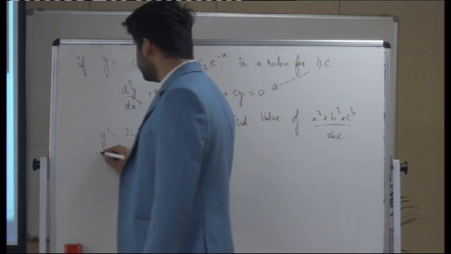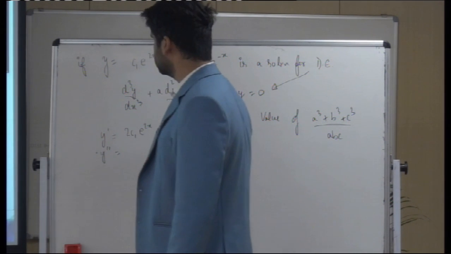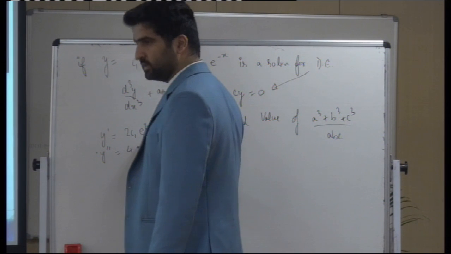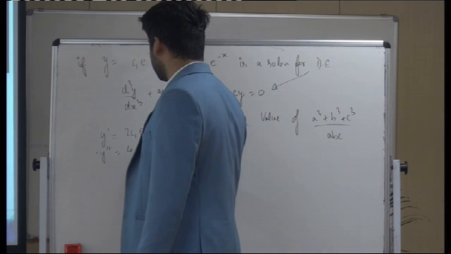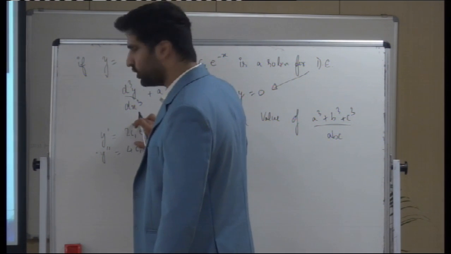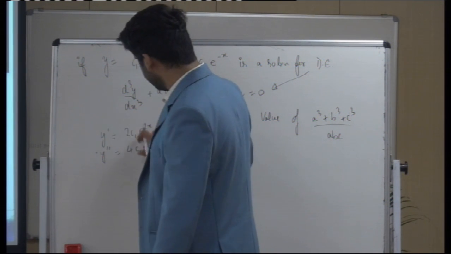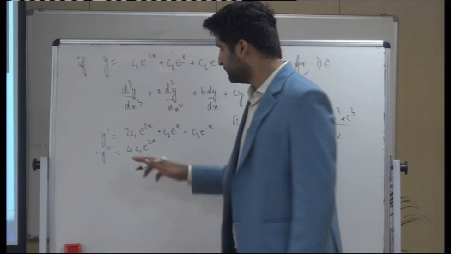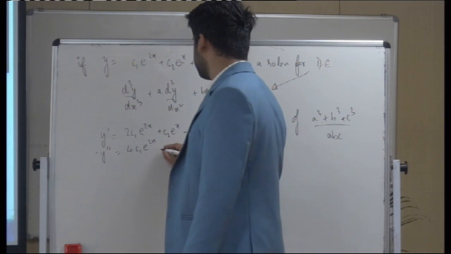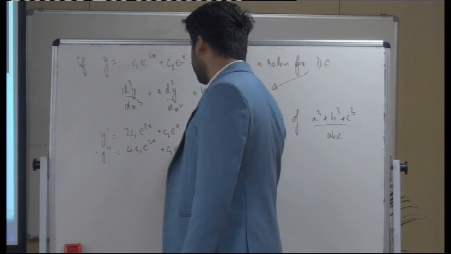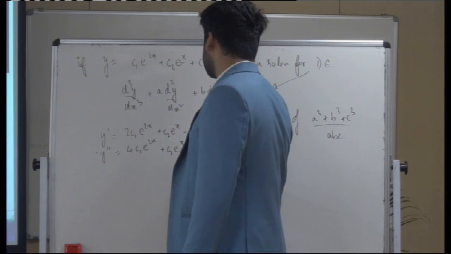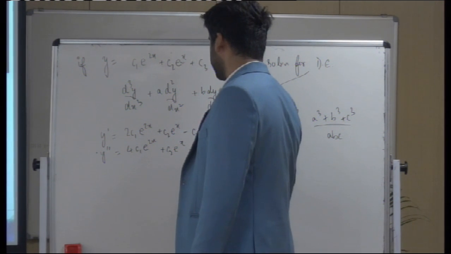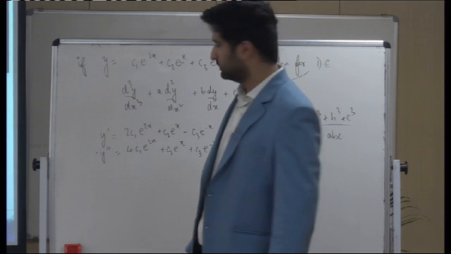y double dash is 4c1 e to the power 2x, right? This one is a constant 2c1. Differentiation of e to the power 2x is e to the power 2x into 2. So we get 4c1 e to the power 2x plus c2 e to the power x plus c3 e to the power minus x.